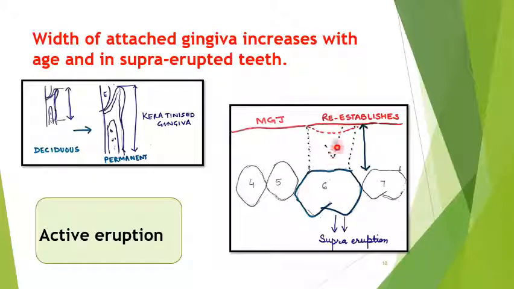And if width of keratinized gingiva increases and the tooth is healthy, and if we subtract the sulcus depth, then total width of attached gingiva will increase.